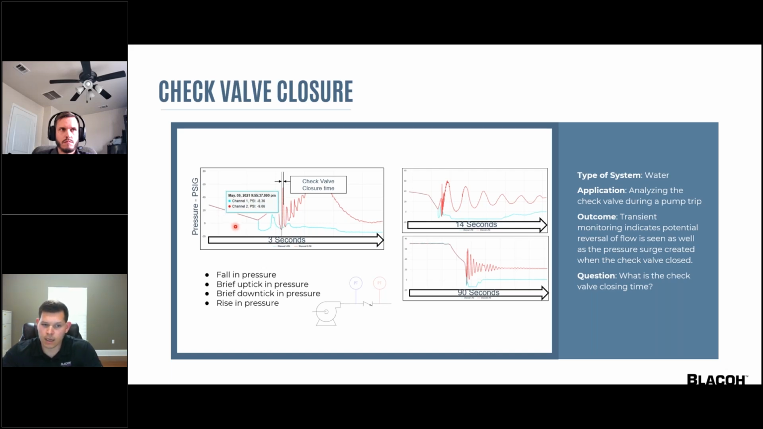The second step is that uptick in pressure, which is slightly cut off by this window. And then the third step is that downtick in pressure. And then number 4, that's going to be our rise in pressure or our check valve closing time. So if we took this window and zoomed in further, we would actually see the time it took to close that valve. And that data can be used, again, back in your computer surge model to calibrate it and even improve your results.